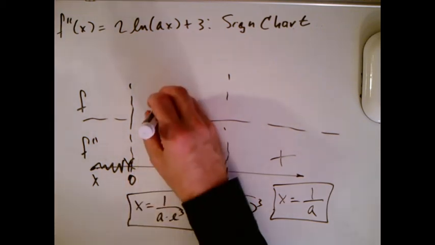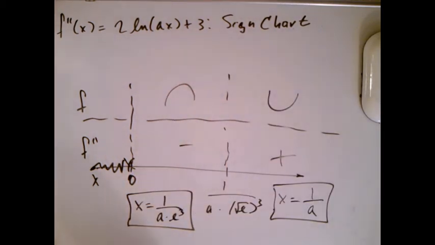And so what I'm going to get is concave down and concave up like that. And that's the sign chart for the second derivative.